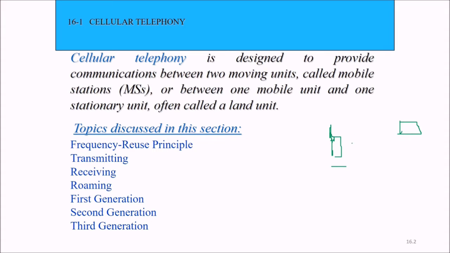Now, the communication between two mobiles, or the communication between a mobile station or mobile unit and a stationary unit, we call it a LAN unit. So this is cellular telephony.